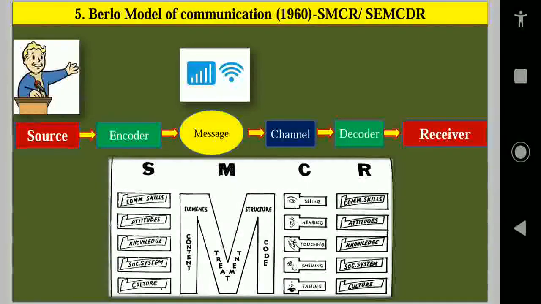Next come to the Berlo model of communication. Fifth one is your Berlo model of communication. The Berlo model of communication was developed in 1960. In short form it is sometimes called SMCR, and also sometimes SMCDR.